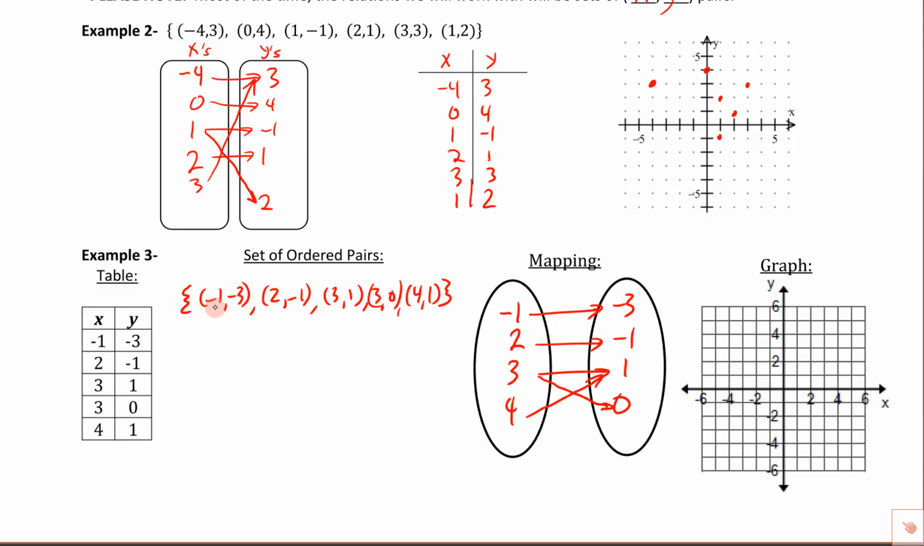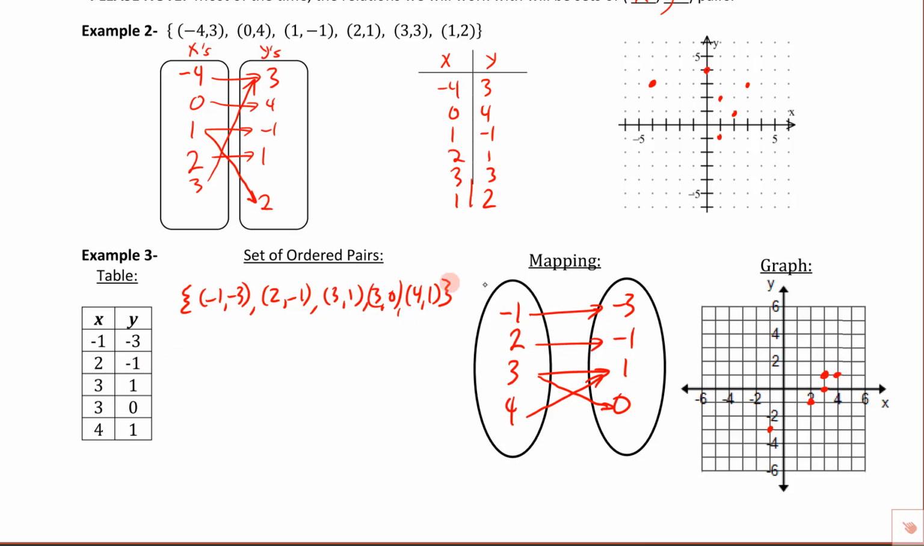So let's go ahead and graph this. So -1, -3. So -1 and down 3. So back 1, down 3. 2, -1. So over 2 and down 1. 3, 1. So that's over 3 and up 1. 3, 0 would be over 3, and we don't go up or down, so we'd be right there. And then we've got 4, 1. So 4, 1 would be right here.